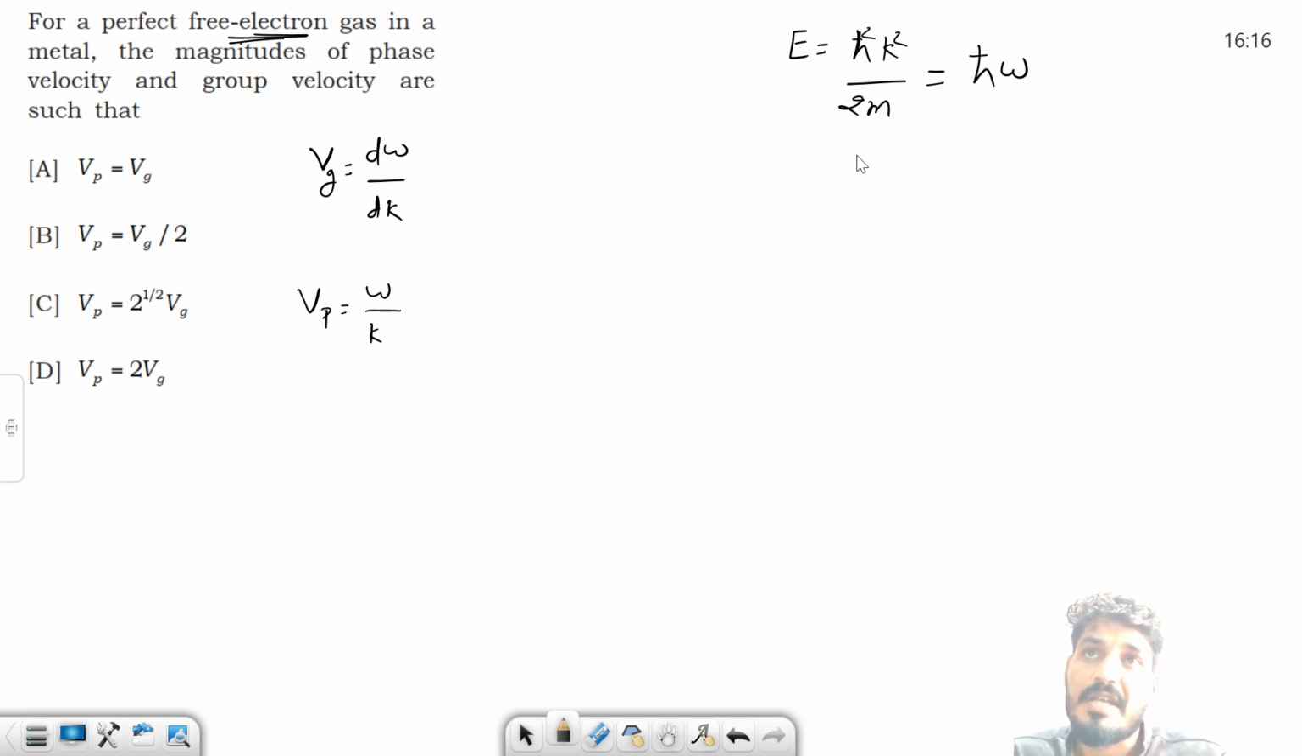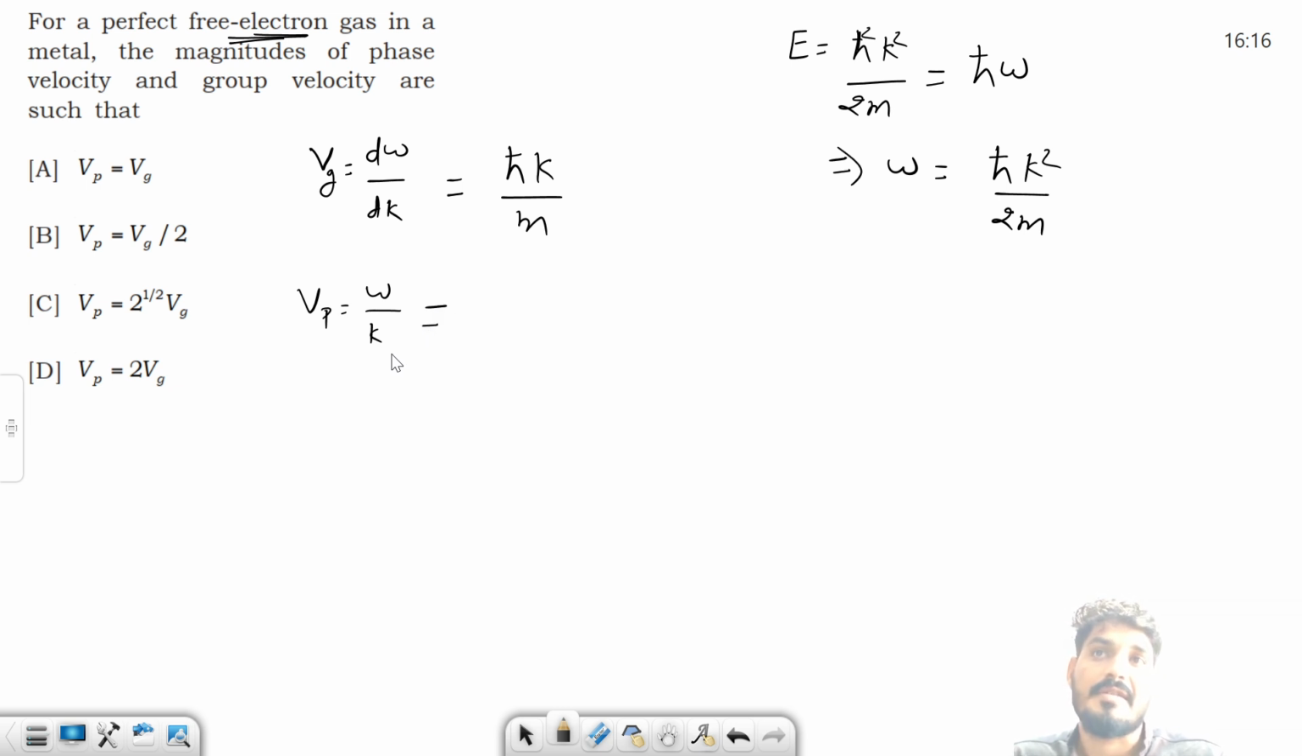So from this equation, what is omega? From this equation I can say omega is ħk²/2m. So what is dω/dk? From this relation, can I say this is ħk/m? And what is ω/k? You can put the omega here. So this is simply ħk/2m. Now you see this term ħk/m. This is the same thing.